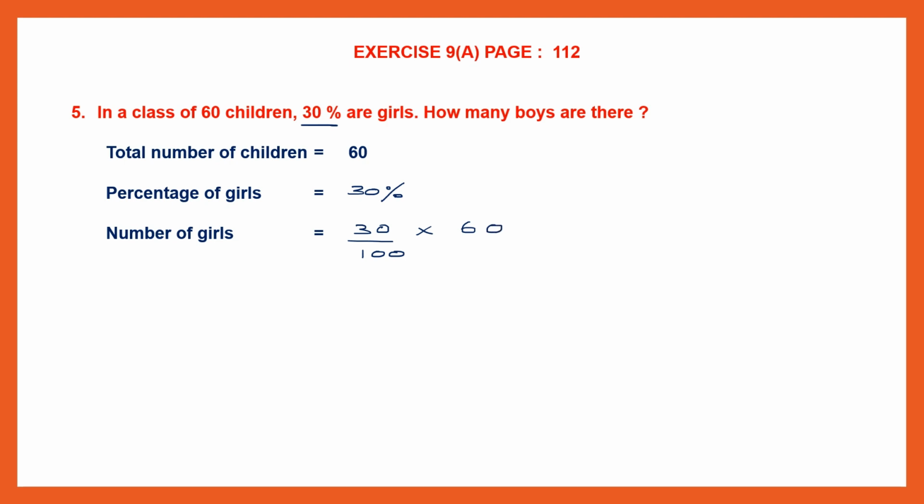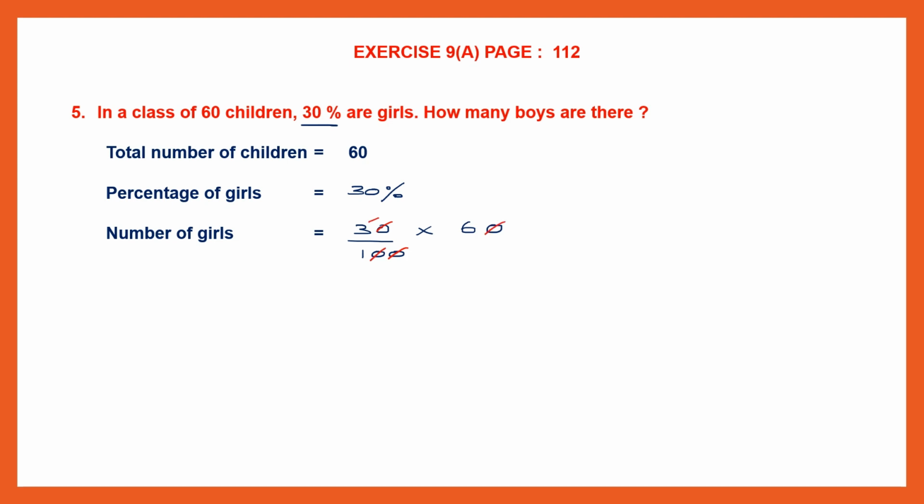So 30% I have written as 30 by 100. Of is into, and 60 is the total number of children. Now this is multiplication. We can cancel. Let's begin by cancelling the zeros. 1 zero there, 1 zero here. Now one more zero I can cancel. So I've cancelled all the zeros.